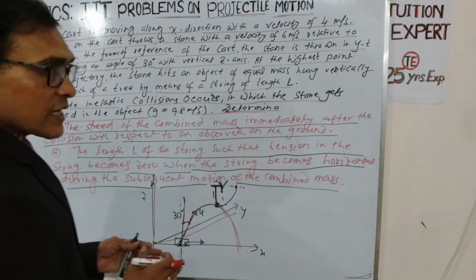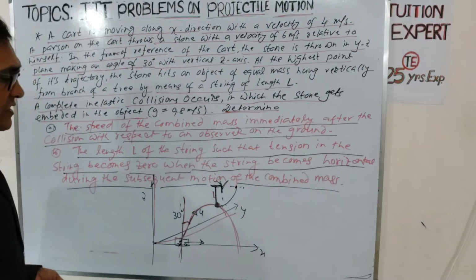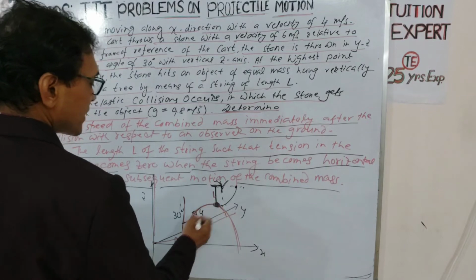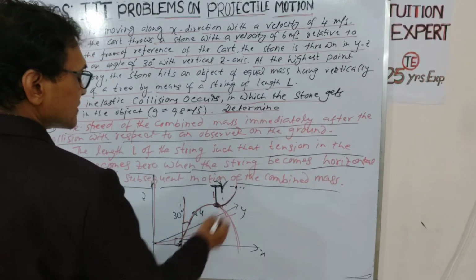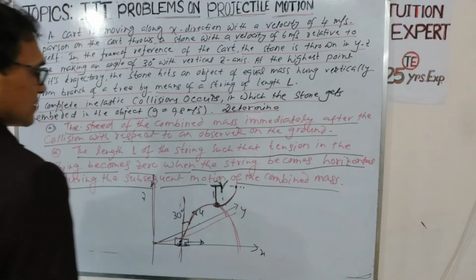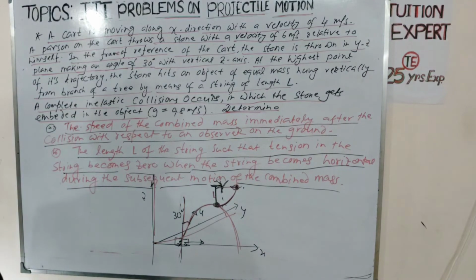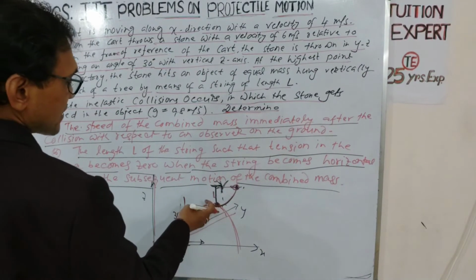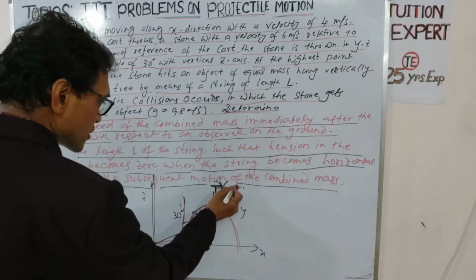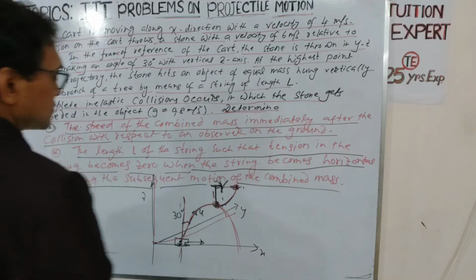When two bodies stick together, we call the collision perfectly inelastic. So the two bodies combine here and complete a circle. When the string becomes horizontal, find the length of the string. If the string with the combined mass becomes horizontal after striking, then find the length. So this is the problem.